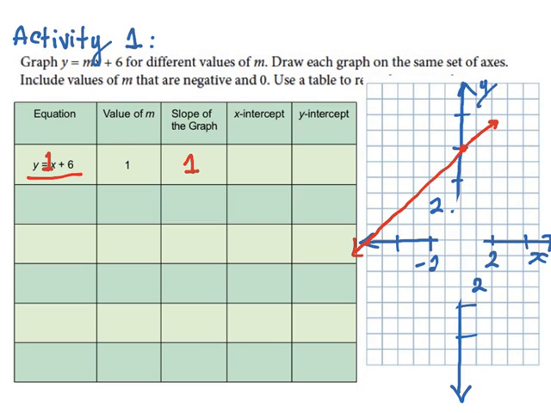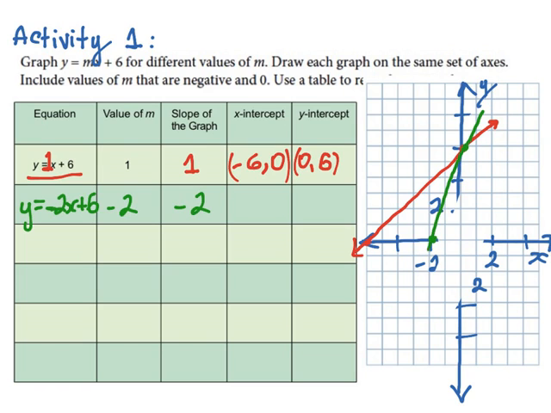Here is our graph. It has an x-intercept at negative 6, and it has a y-intercept at positive 6. So it's negative 6 and 0, and 0 and 6. Our next equation is going to be y equals negative 2x plus 6. Now the value of m has changed to negative 2. Our slope is also negative 2, and then we're going to draw this on our grid.